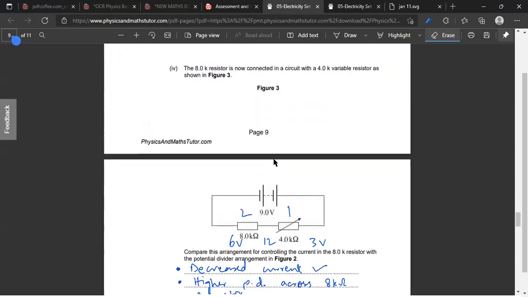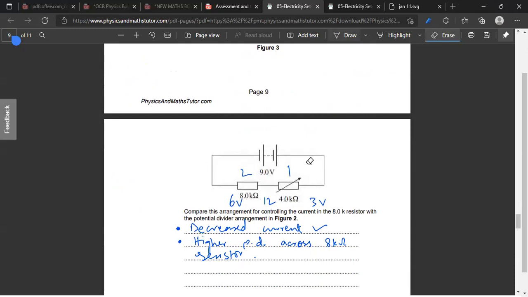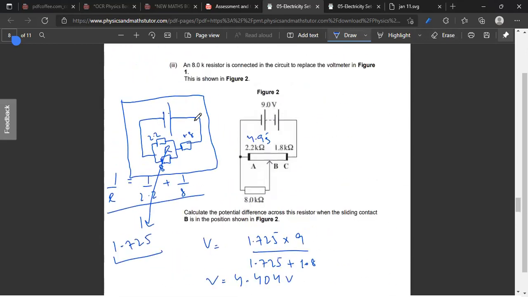So the first thing that we need to write is that there is a decreased current within the circuit. With respect to the current that is coming into the 8K resistor, what we're going to write is that right now it will remain constant, since here this 8K resistor was actually connected in parallel, so the current was getting divided into 8 and 2.2. So this was getting more current and this was getting less current.